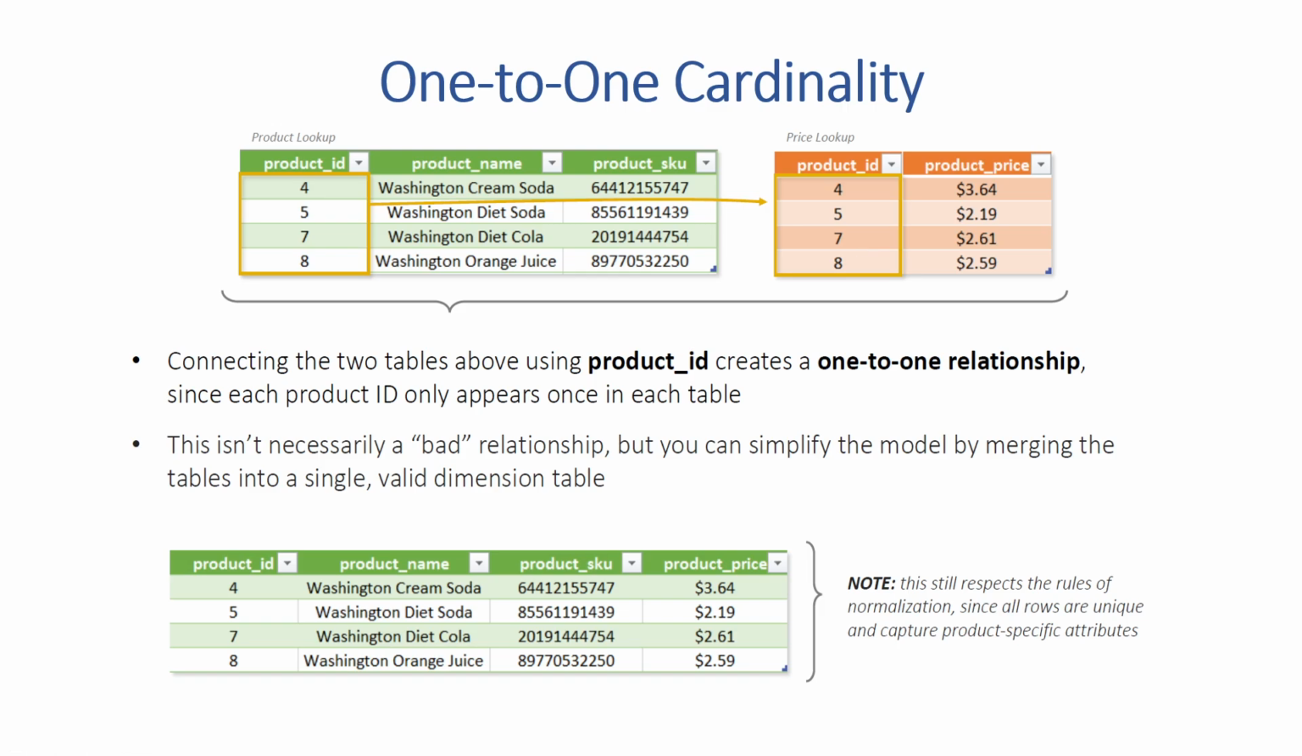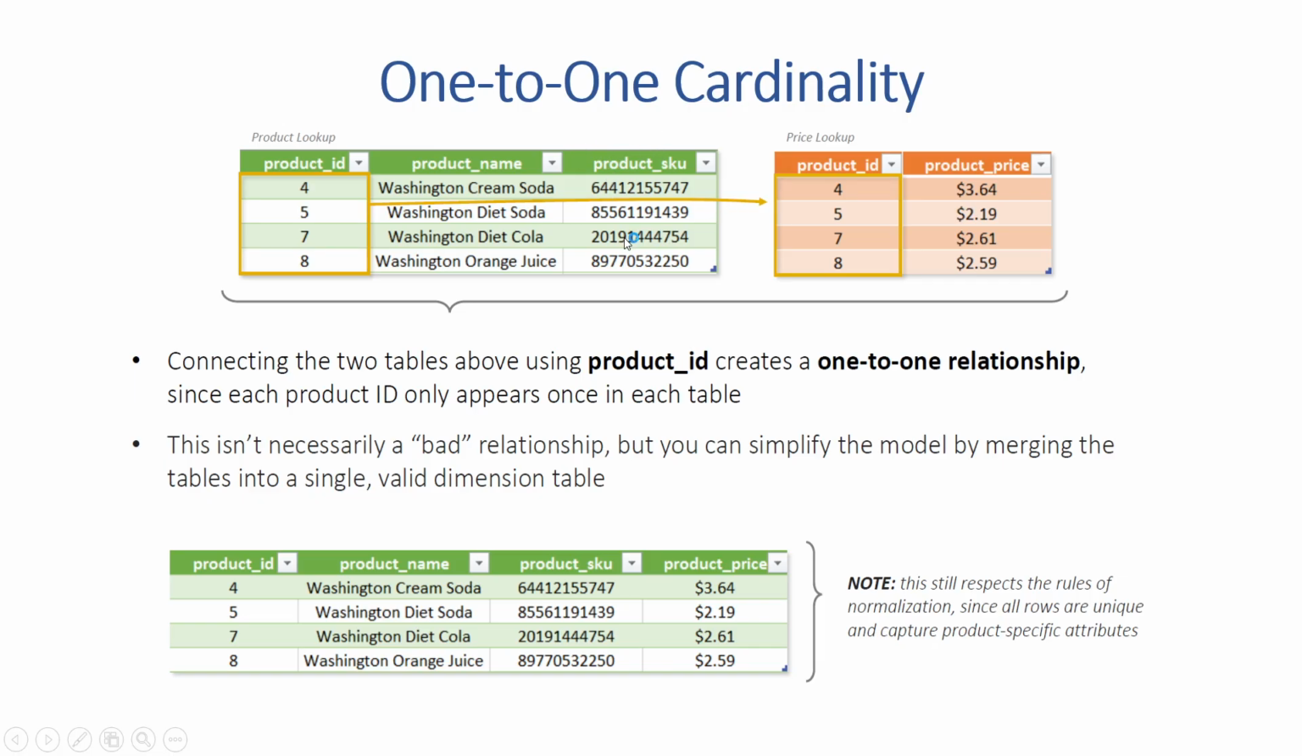This is not necessarily a bad relationship, but you can simplify the modeling by merging the tables into a single dimension table, like this. But still note, this respects the rule of normalization, since all the rows are unique and capture product attributes. So these are the one to one cardinality.